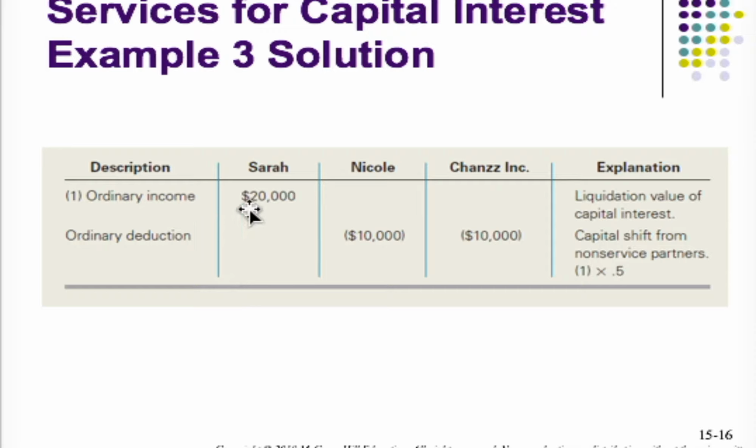Well, Sarah here is going to have to recognize in ordinary income whatever the liquidation value of the capital interest is. In this case, it's $20,000. And that amount would basically be taken away from the capital of the other two partners.